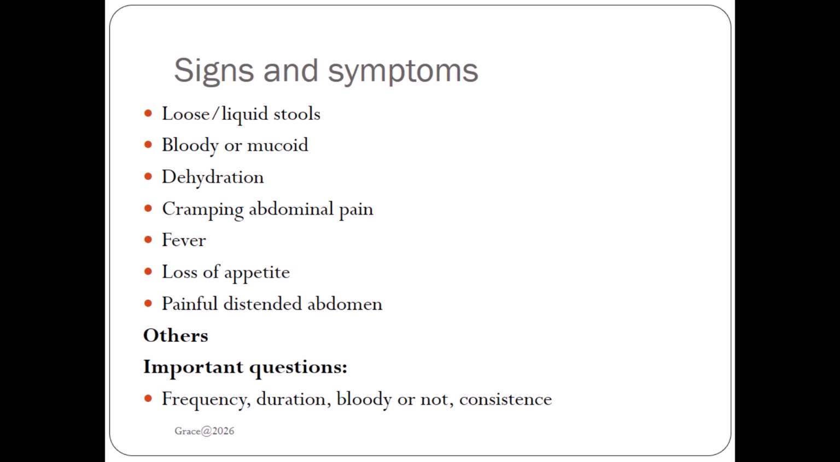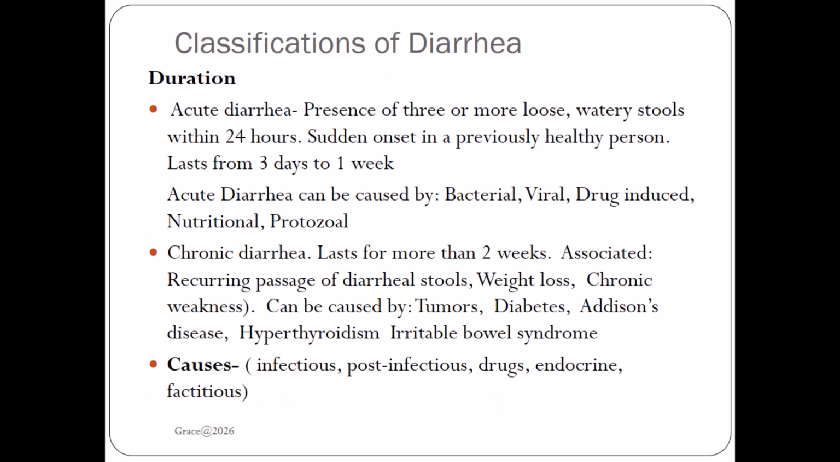These are some of the things that you need to ask when a patient comes saying that they're having loose stool. You ask them if it is mucoid, whether it's bloody, whether they are having abdominal pain, whether they are having fever, whether they have no appetite, and then you can examine the abdomen, whether it's distended. How do we classify diarrhea?